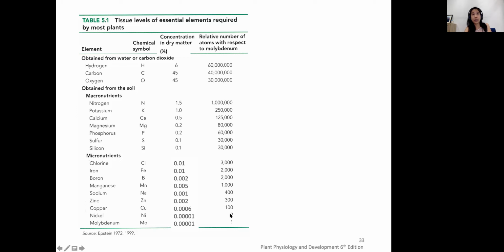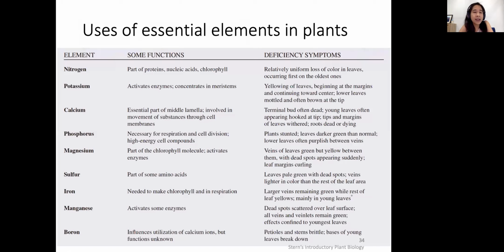If you look closely, these bright columns show the relative number of atoms compared to molybdenum. If the plant needs only one atom of molybdenum, it will need 1 million atoms of nitrogen, for example. So now you can see the picture of macro and micronutrients. Each one of the elements has its own benefit to the plants, and some of them have a lot of benefits and play a lot of roles.